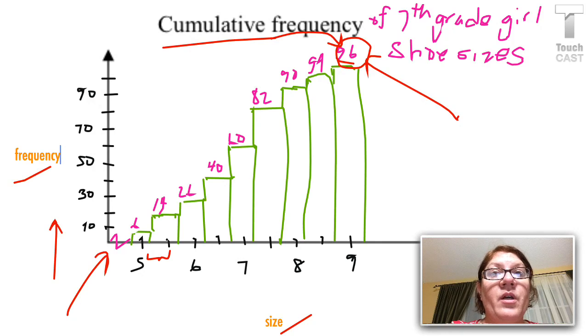On to the relative frequency and cumulative frequency.